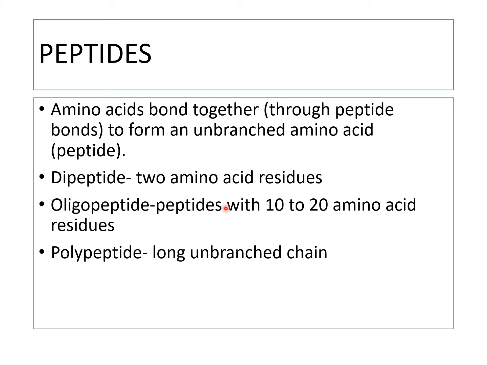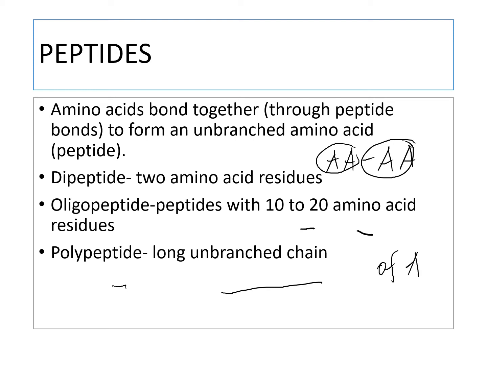Dipeptide, if there are only two amino acid residues, or that means there are only two amino acids that are linked together. Oligopeptide, on the other hand, would be a peptide with 10 to 20 amino acid residues. Polypeptide, on the other hand, is already a long and branched chain of amino acids.